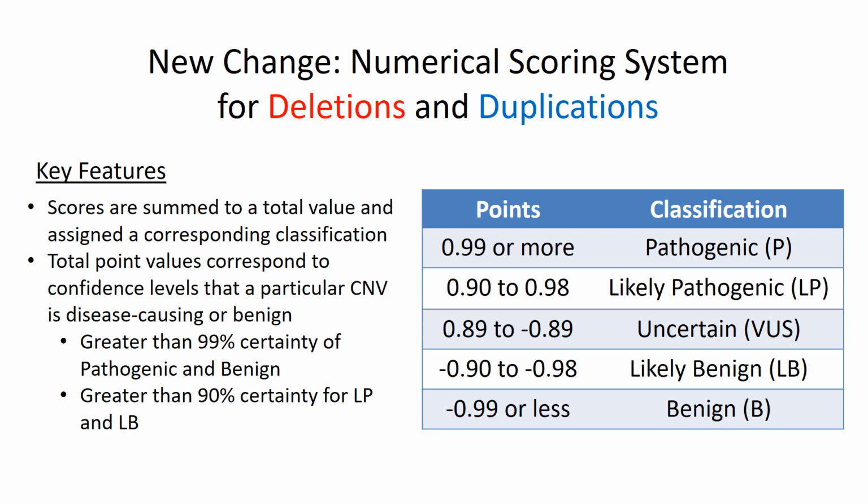The total point values were developed to correspond to confidence levels that a particular CNV is disease-causing or benign, similar to confidence measures suggested in the 2015 Sequence Variant Interpretation Guidelines, indicating pathogenic and benign should have a 99% level of confidence of this classification, while likely pathogenic and likely benign should have at least a 90% level of confidence of this classification.